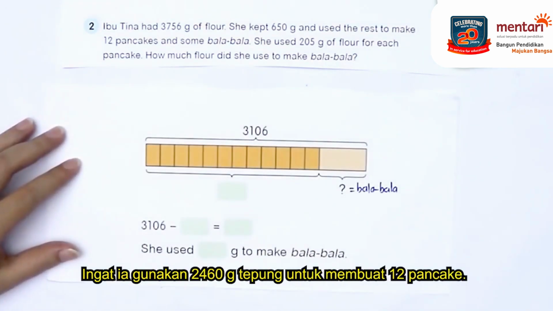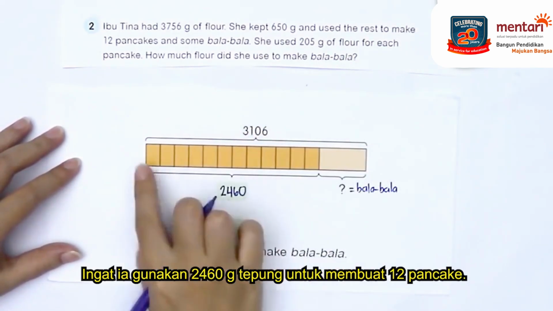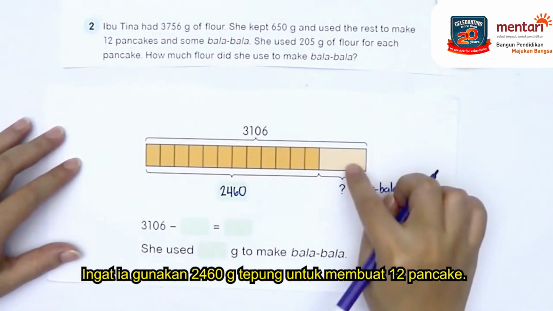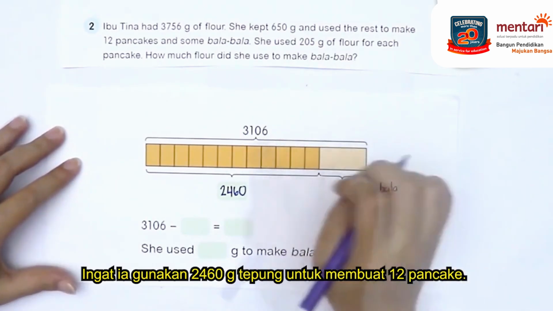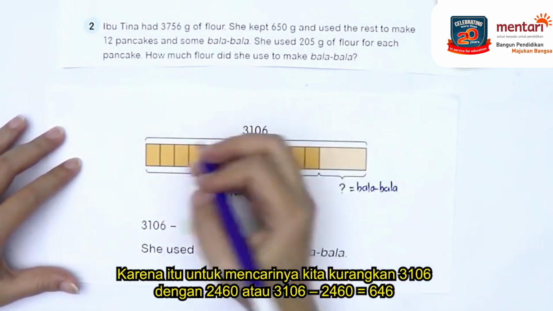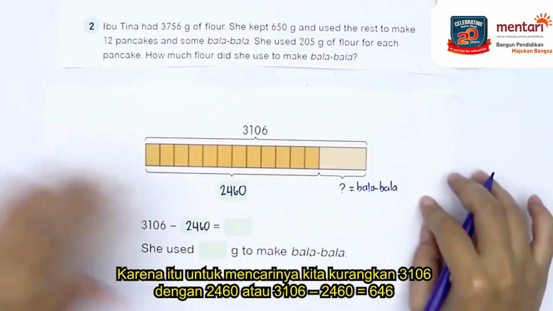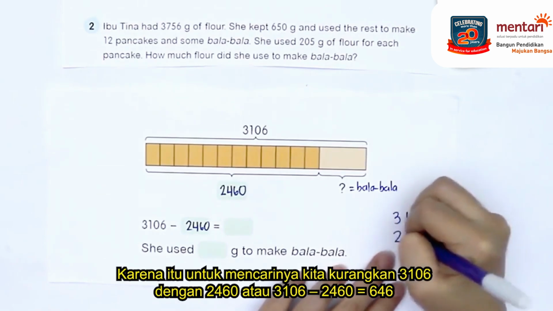Now we can answer how much flour did she use to make bala-bala. Remember that she used 2,460 grams in making the 12 pancakes. And we want to know how much flour did she use to make bala-bala. So we need to subtract 2,460 from 3,106. What's the answer? Let's do our working on this side.